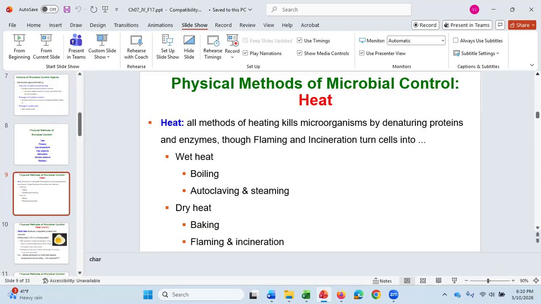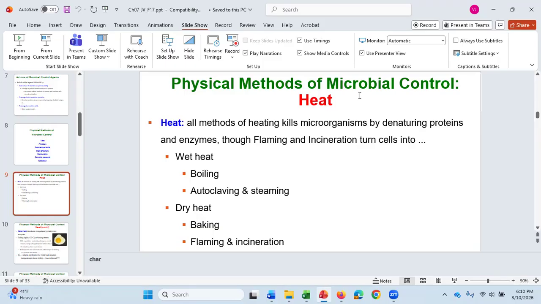We have two different types of heat: wet heat and dry heat. Wet heat, an example, is boiling, like when you're cooking your vegetables and you get the water to boil. But you can also use heat in an autoclave or heat in steam. If using steam, it will touch wherever you spray with the steam, and that will kill the microbes.